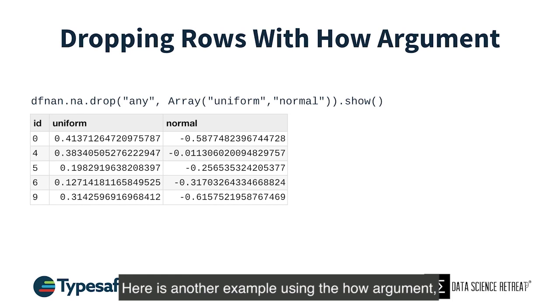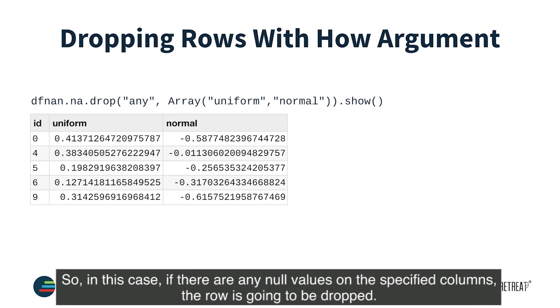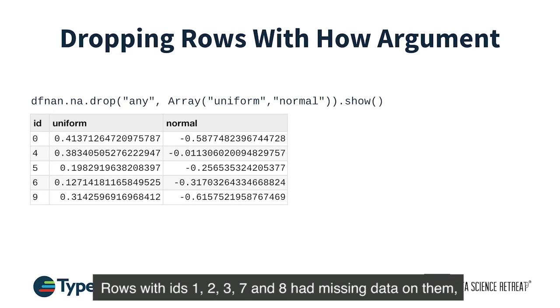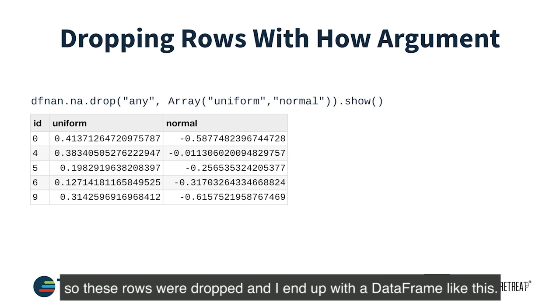Here is another example using the how argument, the difference being I'm using any instead of all. So in this case, if there are any null values on the specified columns, the row is going to be dropped. Rows with IDs 1, 2, 3, 7, and 8 had missing data on them, so these rows were dropped and I end up with a data frame like this.